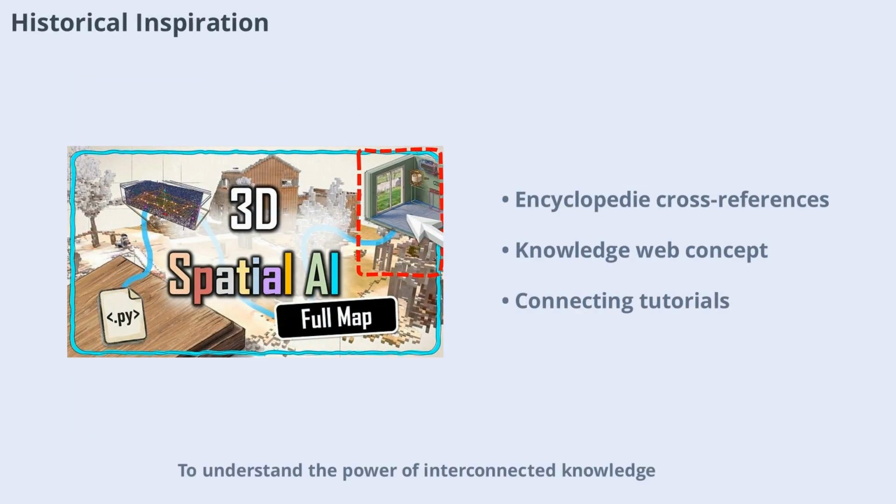To understand the power of interconnected knowledge, let's look back to 1751, when Diderot and D'Alembert published the Encyclopédie. The clever part wasn't just the articles, but the cross-references, tiny links that turned a dictionary into a web of reasoning. This guide borrows that concept, connecting seemingly separate tutorials into a map you can navigate. By drawing cross-references, we transform isolated skills into a unified system, making it easier to grasp the big picture of spatial AI. This historical approach sets the stage for our journey through the 6 core areas.